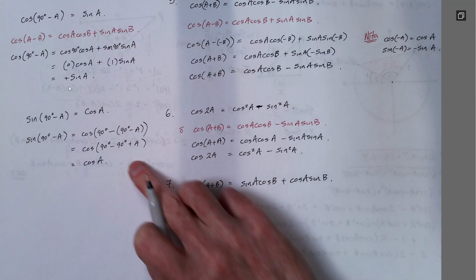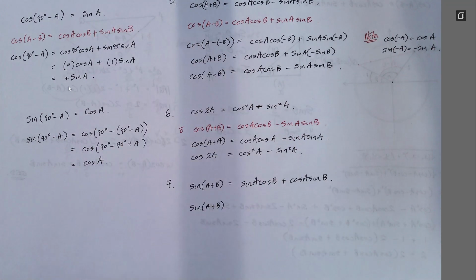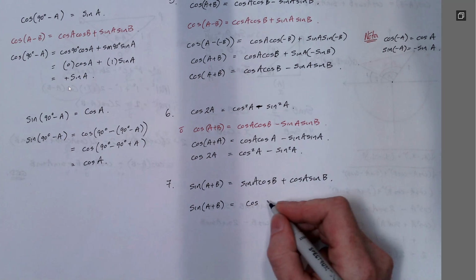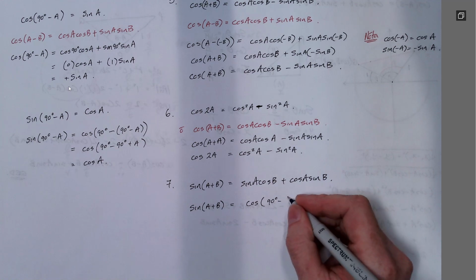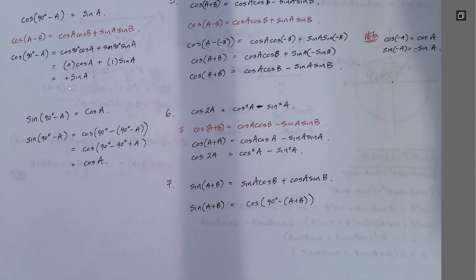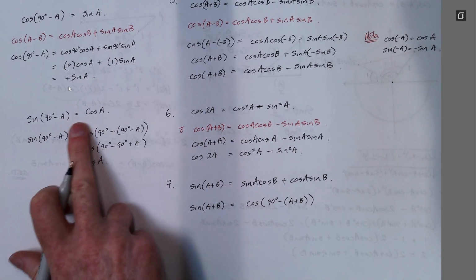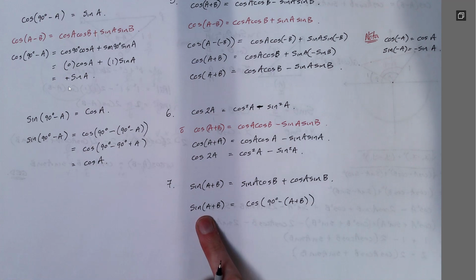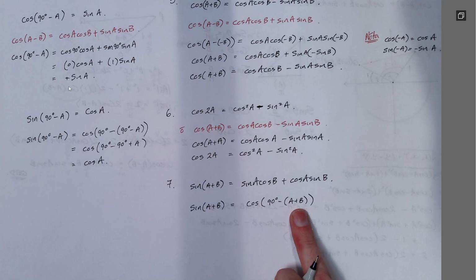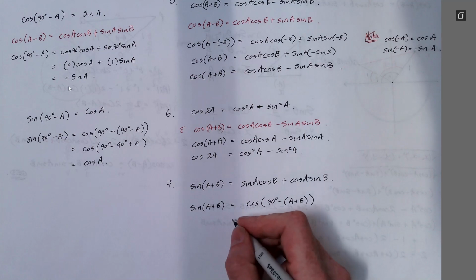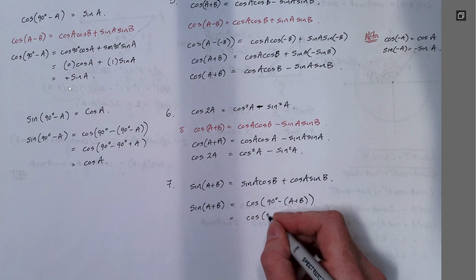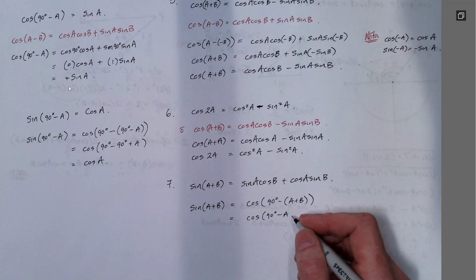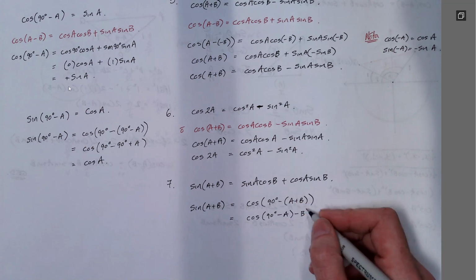So we have sin of A plus B, which is the same as cos of the bracket 90 degrees minus A plus B. Now we can turn sin into cos. So sin of A plus B equals cos of 90 degrees minus A plus B, which is cos of the bracket 90 degrees minus A, minus B.